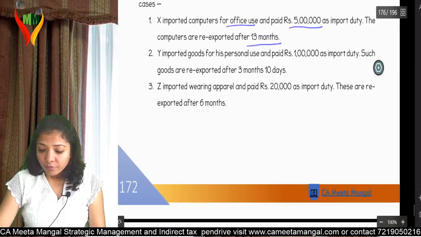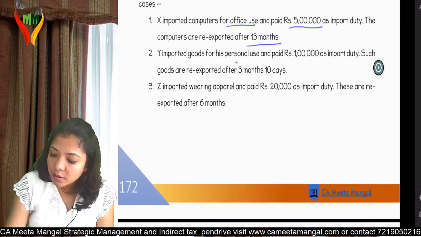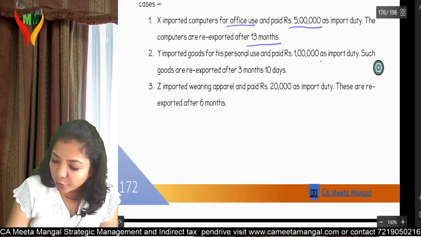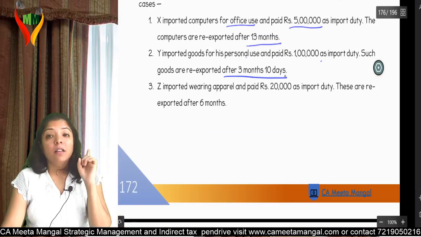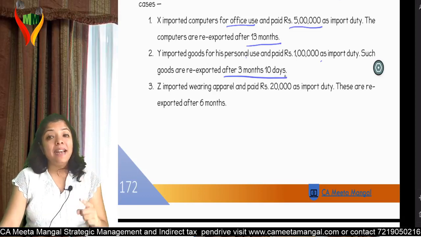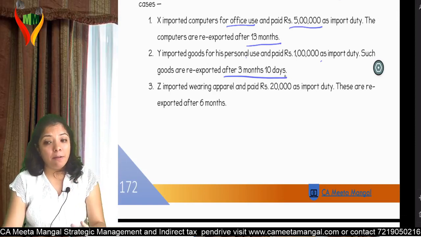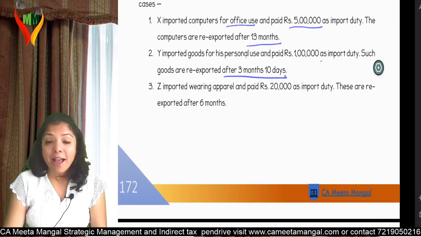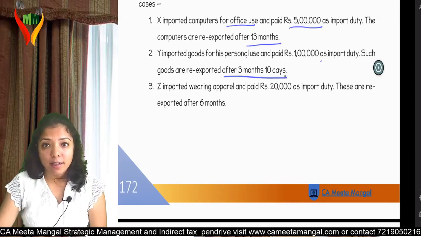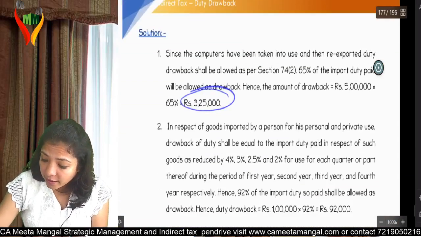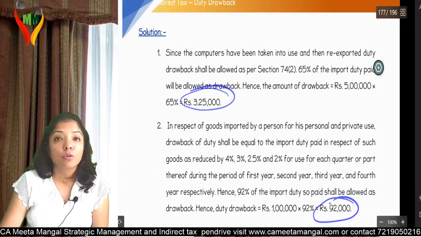The next question. Y imported goods for its personal use and paid 1 lakh duty and re-exported after 3 months and 10 days. 3 months is 1 quarter, 10 days is the second quarter of the first year. That means 2 quarters, that means 8%. That means you will be getting a drawback of 92%. 100 minus 8 comes to 92%. That means you'll be getting 92,000 rupees as duty drawback.